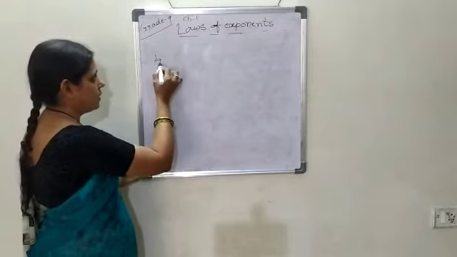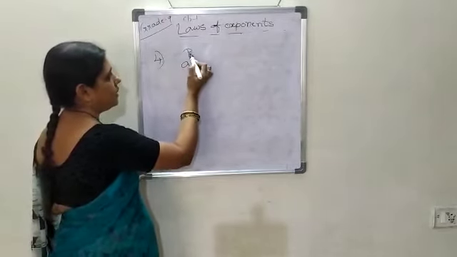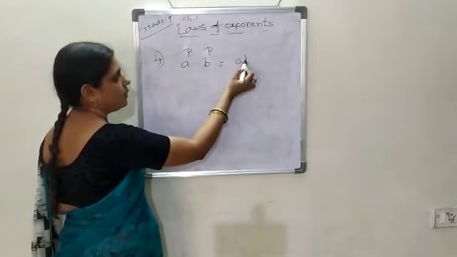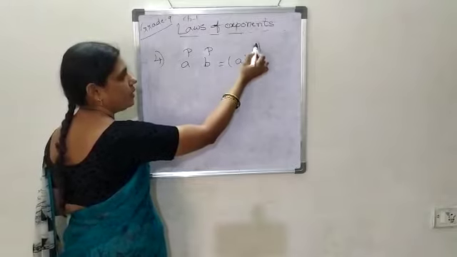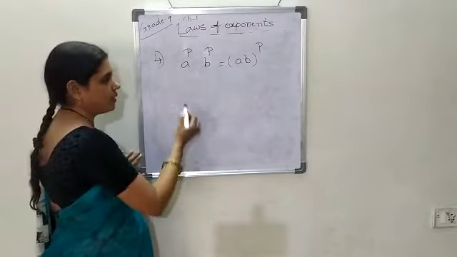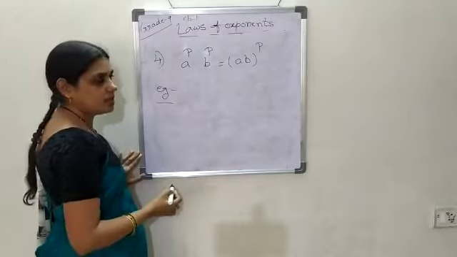Now coming to the next one, a power p into b power p equal to ab whole power p. Here a and b are any two positive real numbers and p is any rational number. So we will see here one example for this, how to simplify using this law.